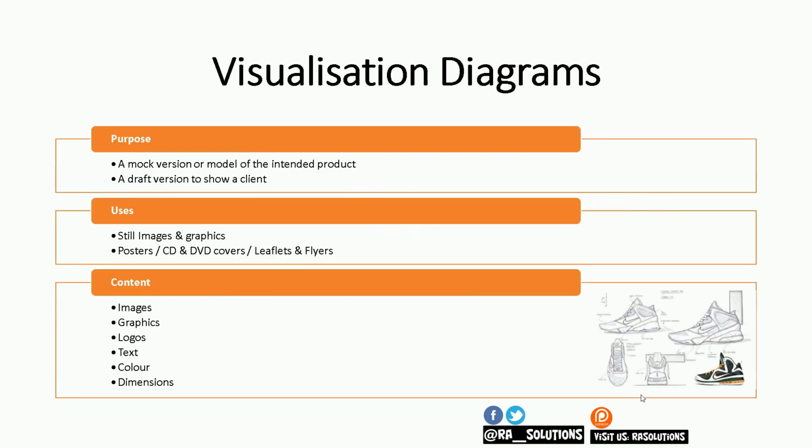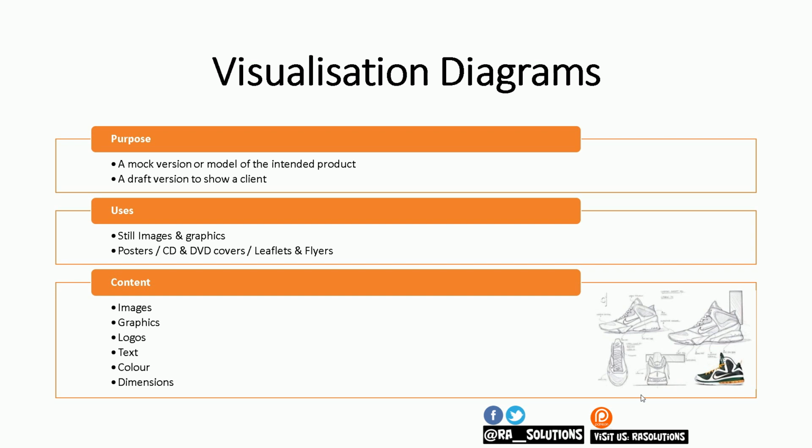The next pre-production document is a visualization diagram. Again, they need to know the purpose, uses and content of a visualization diagram. The purpose of a visualization diagram is that it's a mock version, or a draft version or model of the intended product. It's a draft version of what the product is going to look like, just to show the client. That's the purpose of a visualization diagram.